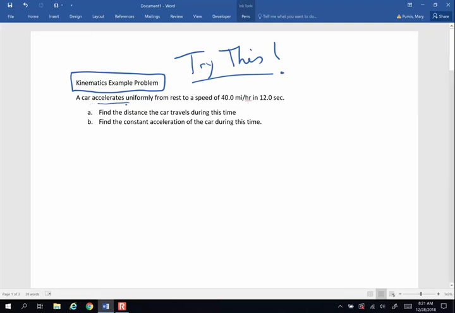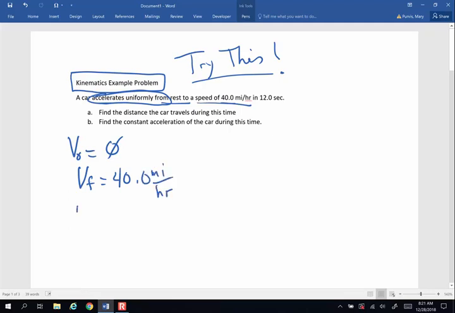A car accelerates uniformly from rest. What that means is I can use all my lovely equations for constant or average acceleration, to a speed of 40 miles per hour. So from rest means my original velocity is 0. To a speed of 40 miles an hour means that is my final velocity, 40 miles per hour, in a time of 12 seconds. And we are looking for the distance or the displacement that the car travels.